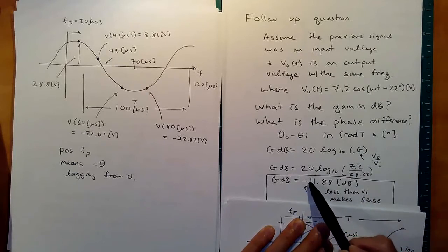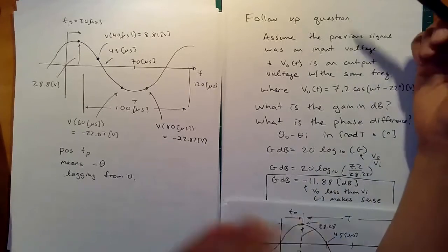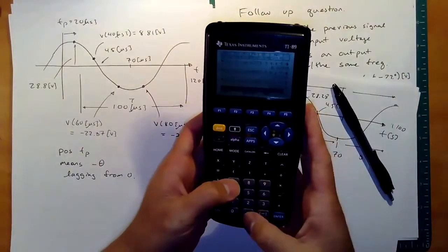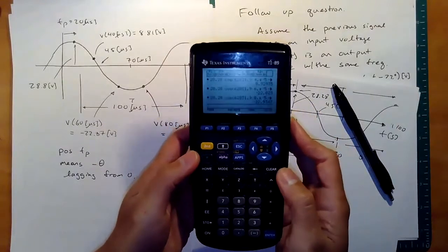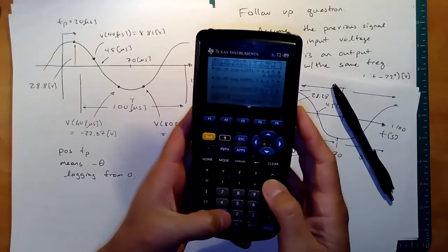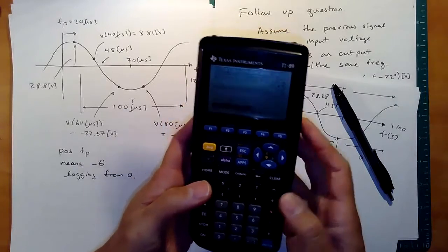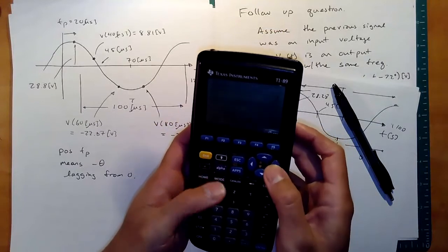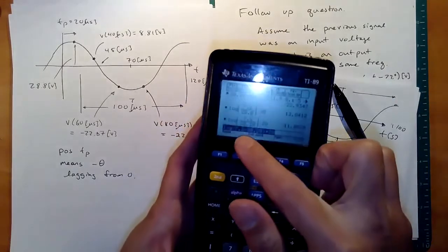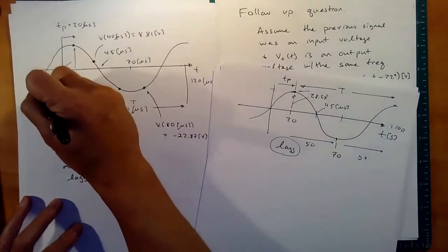On a logarithmic scale, if you get a negative, that means the gain is actually less than 1, right? We can even check that by plugging it into the calculator. I have to go to my catalog for log. Log of 7.2 divided by 28.8, and then times 20. Well, no, not 28.8, I think it's 28.28. Yes, 28.28, negative 11.88. There it is. Yep, we're good. So this number is actually 28.28, sorry.